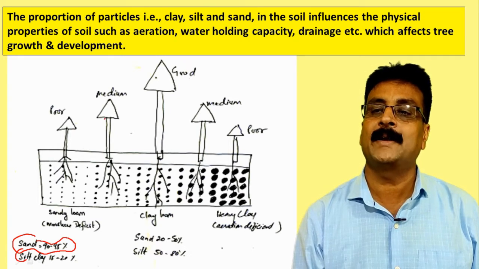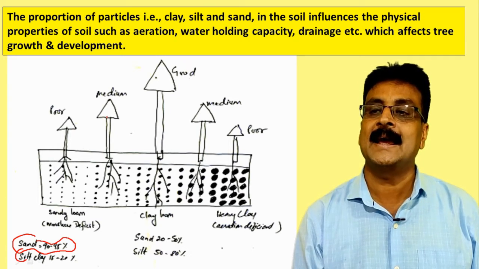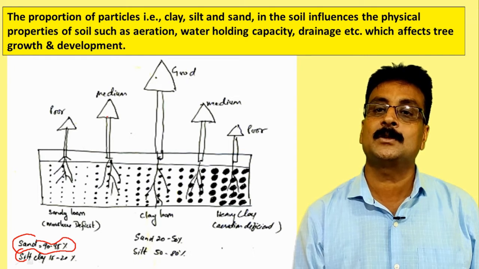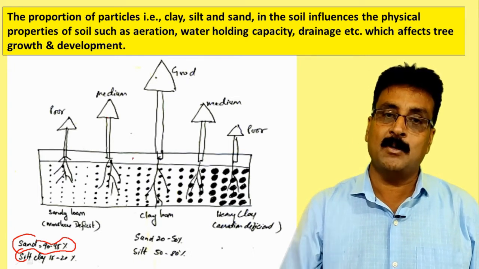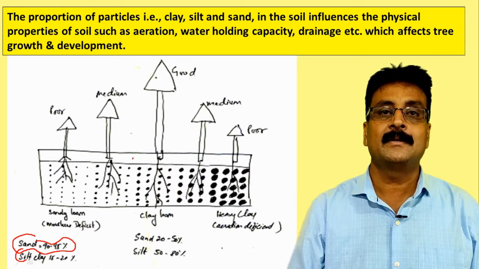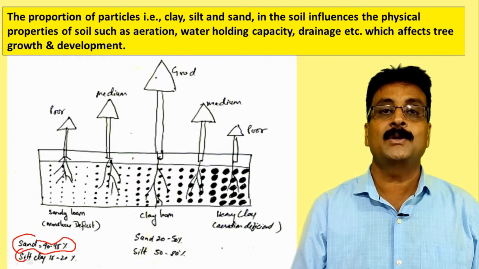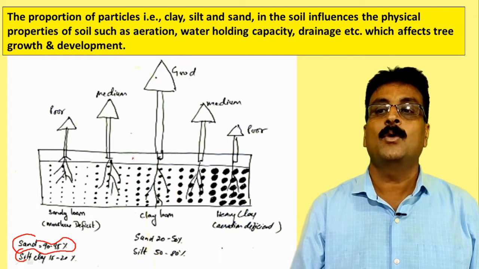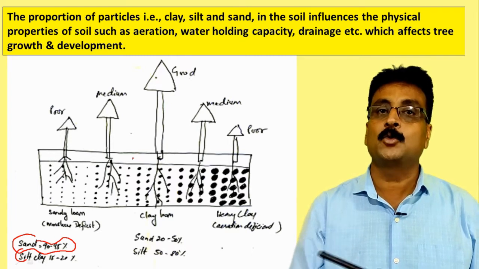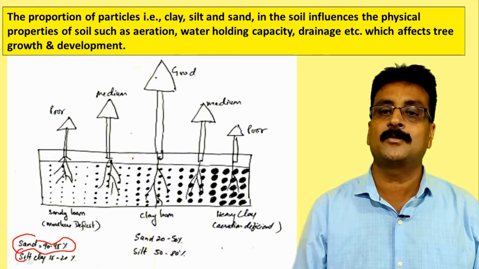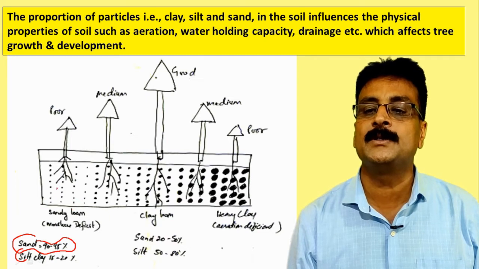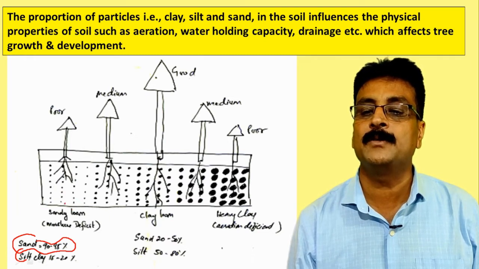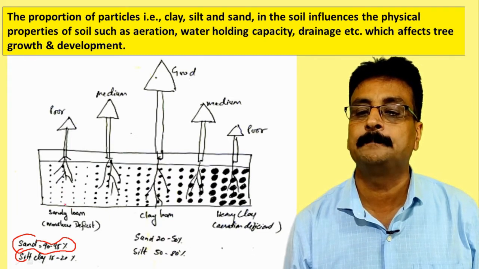The proportion of particles of clay, silt, and sand in the soil influences the physical property. Air is important here: how the root has to take the air, respiration has to happen in the root, then what is the water holding capacity, what is the drainage. It affects the growth of your forest, growth of your tree. Let's assume this is sand. You can see sand here. When you see the sand here, what will happen?